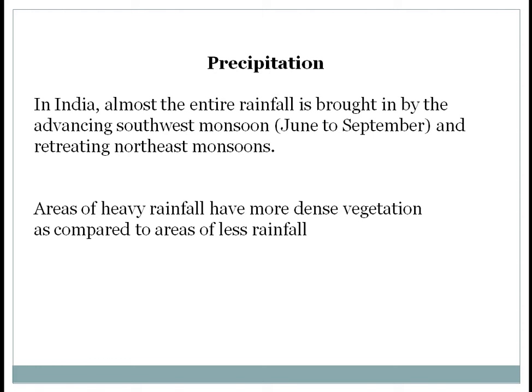Areas of heavy rainfall have more dense vegetation as compared to the areas of less rainfall. So rainfall, that means the precipitation, is also one of the major factors responsible for the variation or for the different types of forests or natural vegetation in the different parts of our country.